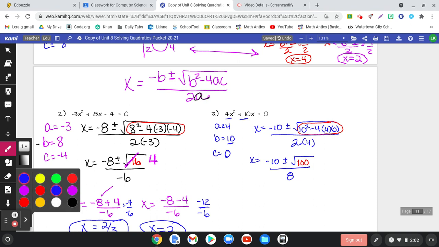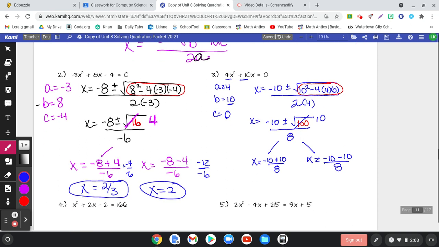So what's going to happen is, again, we have a perfect square. Square root of 100 is just 10, so we'll rewrite it as 10. We're going to split it up. X equals negative 10 plus 10 over 8. And x equals negative 10 minus 10 over 8.